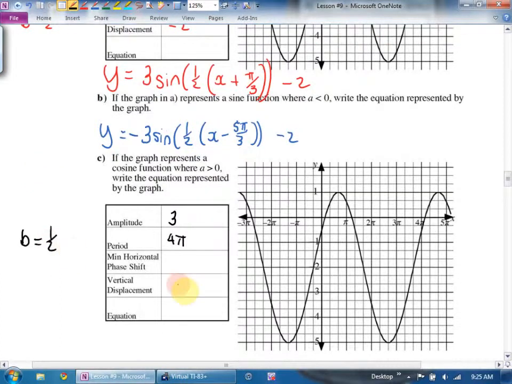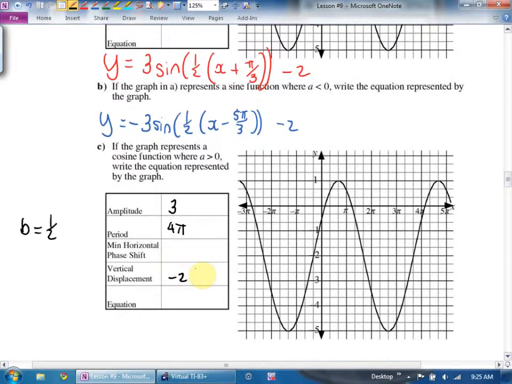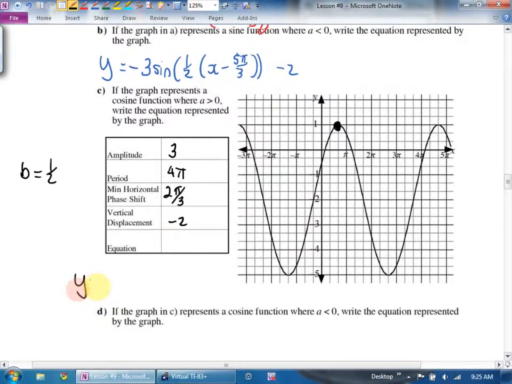Now, positive cosine starts where? Up high. Remember the little sketch that we did? Right there. Yes, you could start over here, but it wants us to do the smallest phase shift. How many squares? 2 pi by 3s. So let's write it as a positive cosine. Y equals what? 3 cosine. B is a half bracket x. We're to the right, minus 2 pi by 3, minus 2.